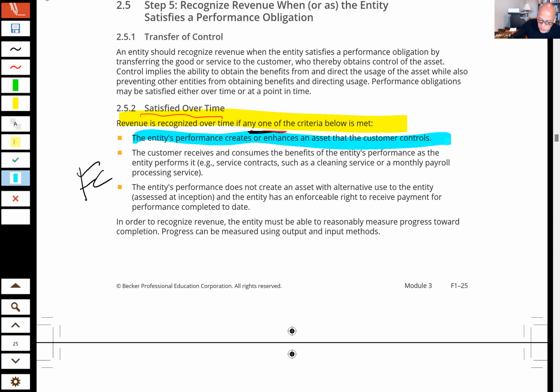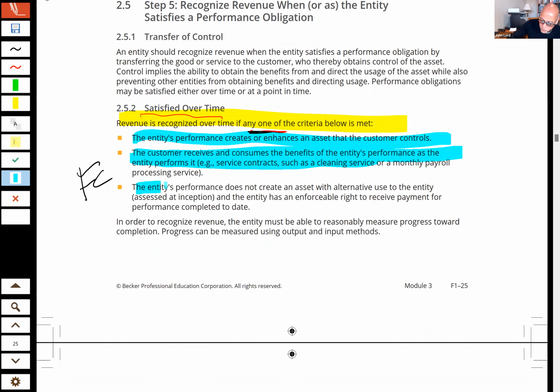Okay, good. The customer receives benefits of the entity's performance as the entity performs the service contract, such as a cleaning service. Well, that's a no-brainer. I mean, you've known that for a long time, right? As the service is provided, take the revenue. Okay, that's over time, right?